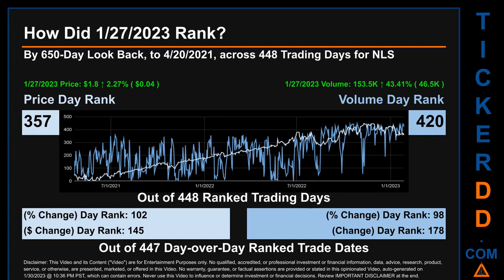The price's day-over-day percentage change, jumping 2.27% on January 27, 2023, had a day rank of 102, while its dollar difference of 4 cents had a rank of 145 when compared day-over-day across 447 trading days. Volume's percentage change and difference were ranked respectively at 98 and 178.